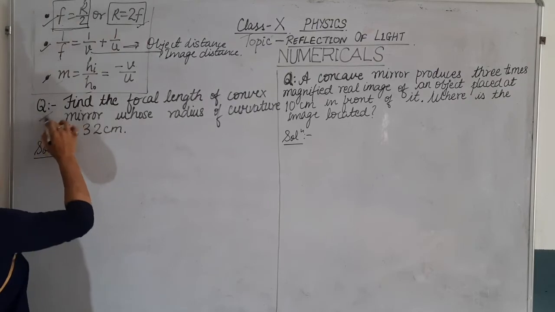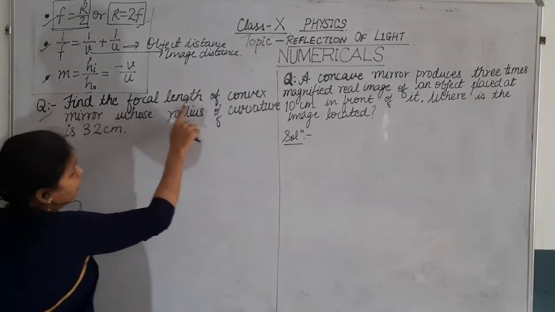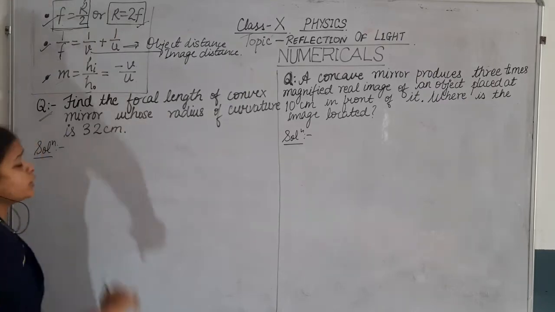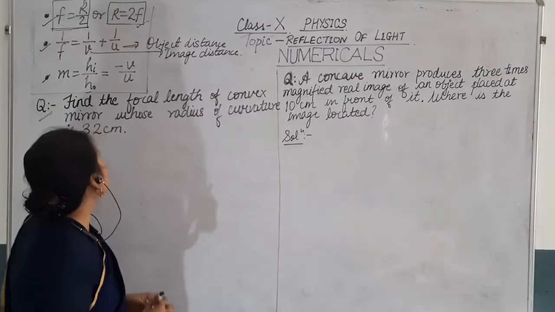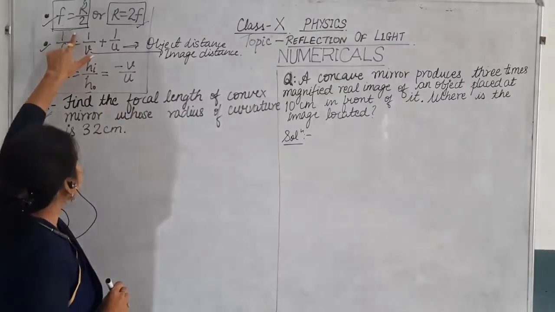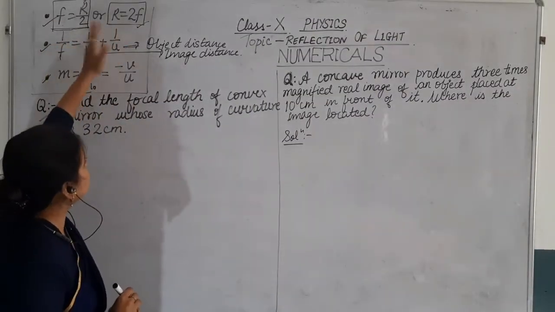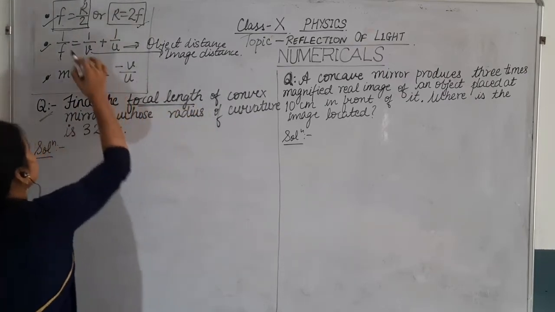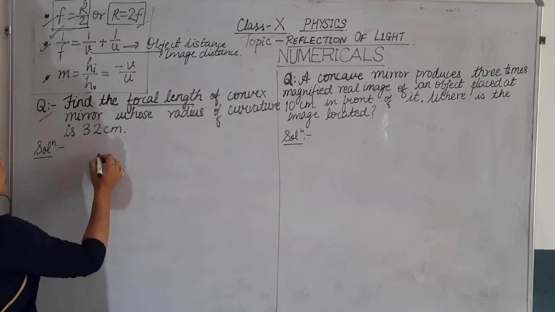Now let's read this question first. Find the focal length of a convex mirror whose radius of curvature is 32 cm. I have already written the relations, using this or this. As it is asked to find the focal length, this first relation will be used.